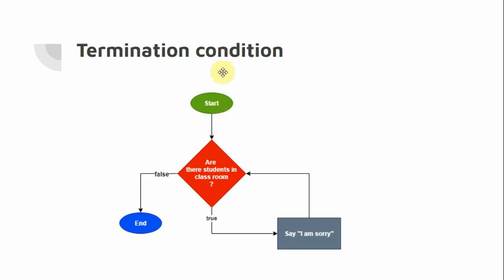So that's why we added this termination condition. The loop will terminate basically if that condition does not matter anymore. Like if there are no students in the class, this loop will terminate and end the program. Otherwise, it will keep repeating itself again and again.